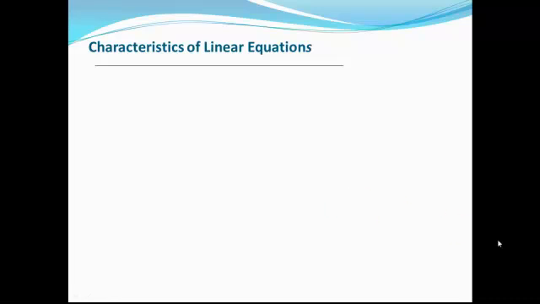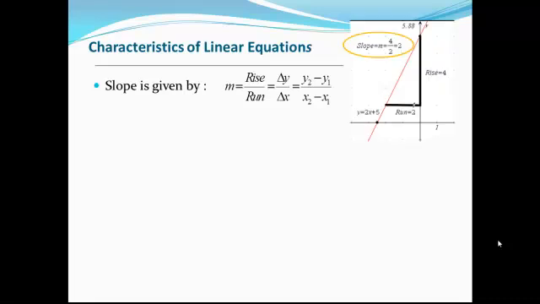So we're going to look at the characteristics of linear equations. The first characteristic we're going to look at is the slope. And the slope can be given by the symbol m, or rise over run, or change in y over change in x, or (y2 minus y1) divided by (x2 minus x1). We can see on the example in the graph to the right that the slope of our given example, the rise is 4, the run is 2, so the slope is 4 divided by 2, or 2.